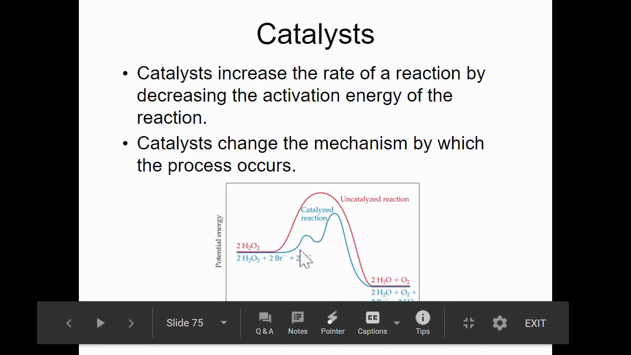So step 1 would not be the rate determining step because that requires a very small amount of activation energy. But step 2 requires more. So this is going to be our rate determining step in this catalyzed reaction.